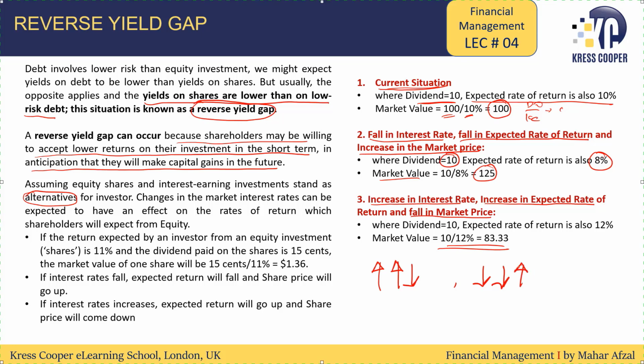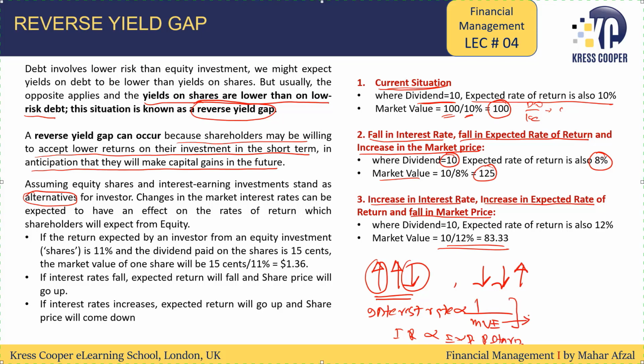So we can say interest rate will have an inverse relationship. We can establish this, that interest rate will have an inverse relationship with the market value of the equity or market value of the share. In the same way, we can say interest rate will have a direct relationship with the expected return.